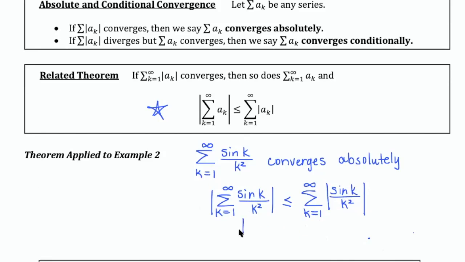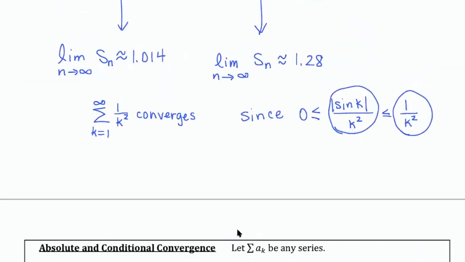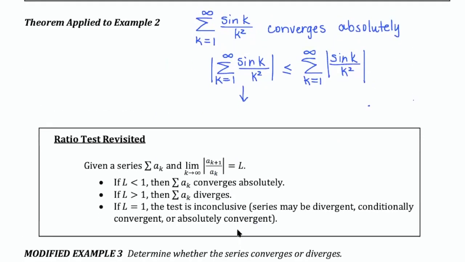We showed that the original series converged to a value of approximately 1.014. And of course, if we take the absolute value of that, we have still 1.014. And this theorem says that that value should be smaller than the convergence that we got for the absolute series, which was approximately 1.28. So that's just one example of the theorem.